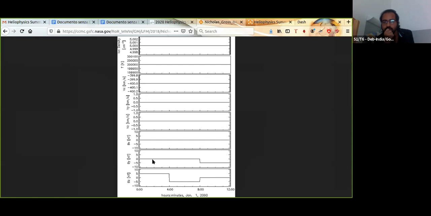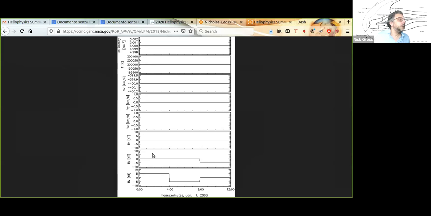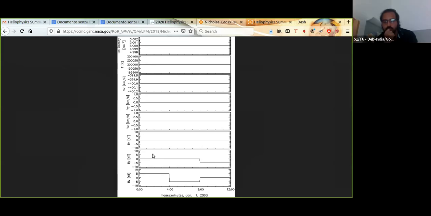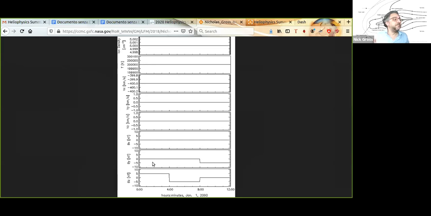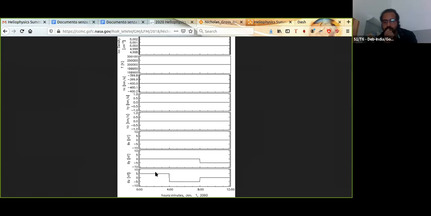So this portion is north. Right. And then this portion, BZ is up. So X and Y are zero, BZ is up. Yeah, the second portion is south.